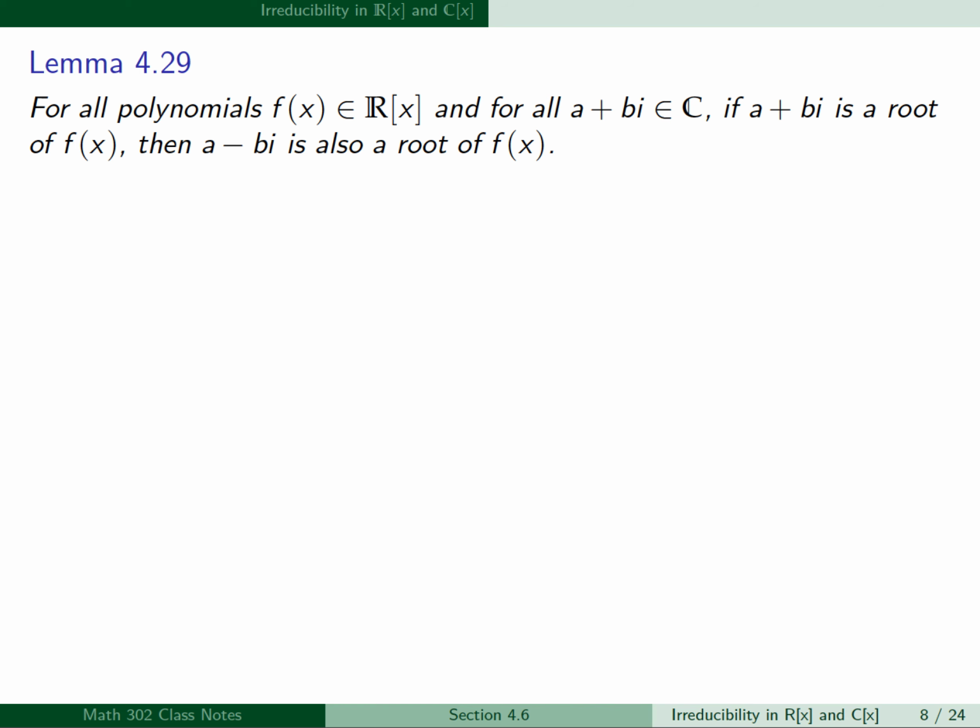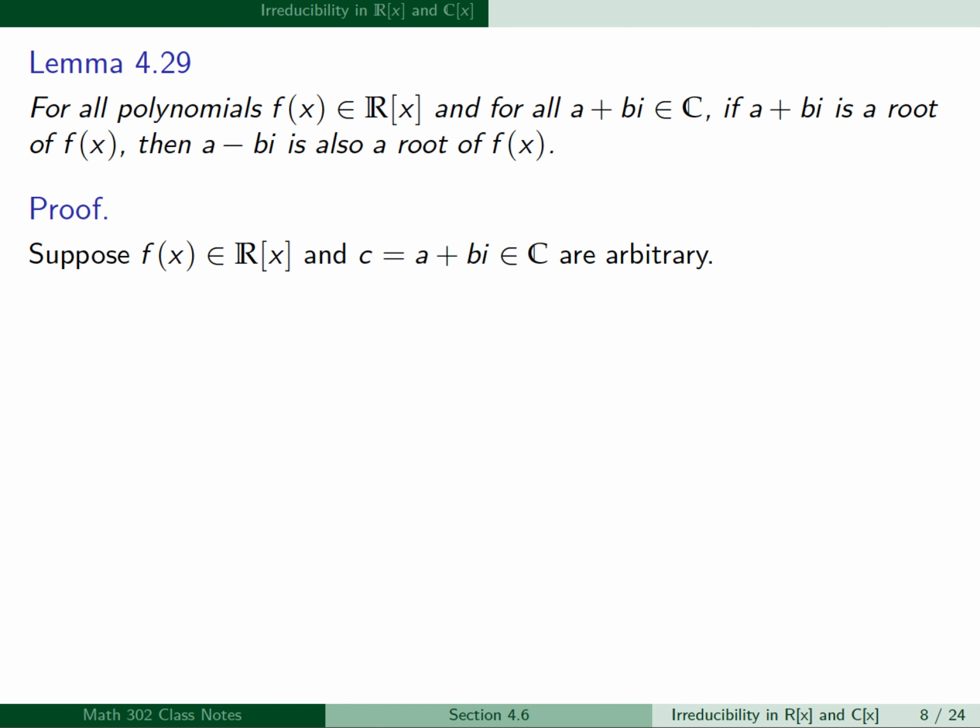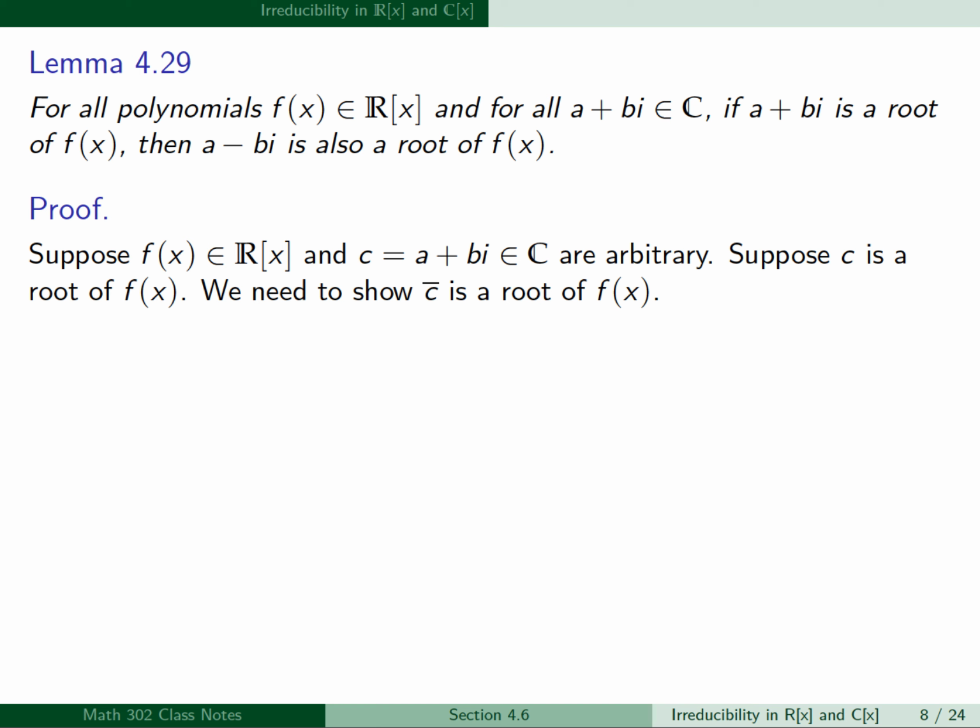So for our first result, we have Lemma 4.29: for all polynomials f(x) in R[x], and for all complex numbers a + bi, if a + bi is a root of f(x), then a - bi is also a root of f(x). So if a polynomial with real coefficients has a complex root, then the complex conjugate is also a root. To prove this, we'll suppose f(x) is a polynomial in R[x], and c = a + bi, which is in C, are both arbitrary, and suppose c is a root of f(x). We need to show that c bar is a root of f(x).